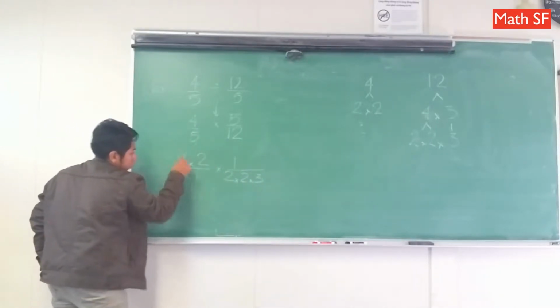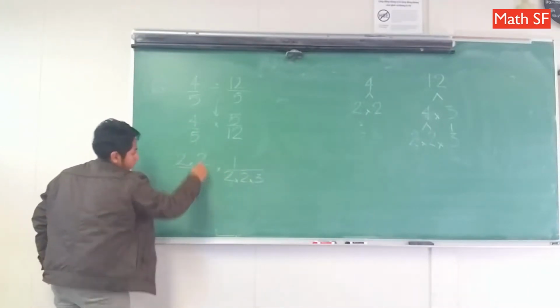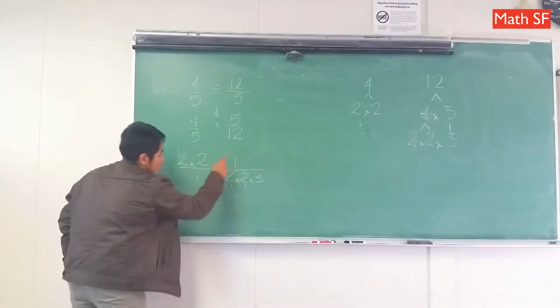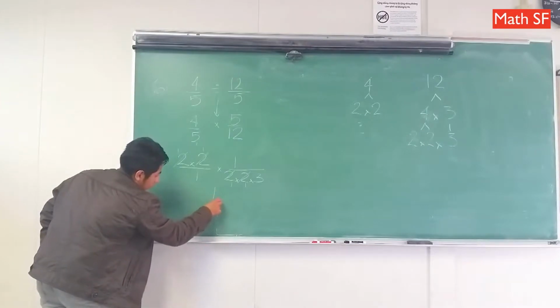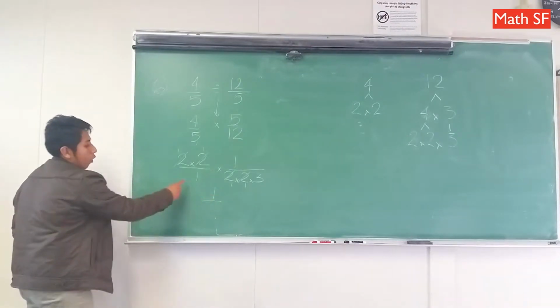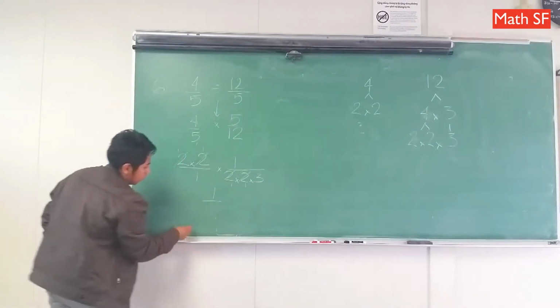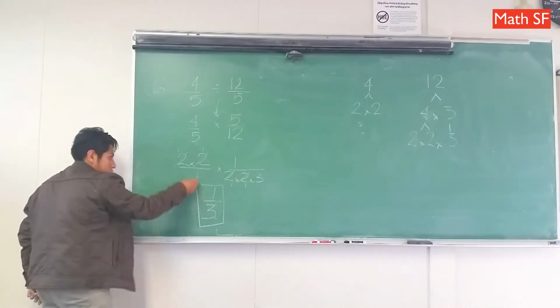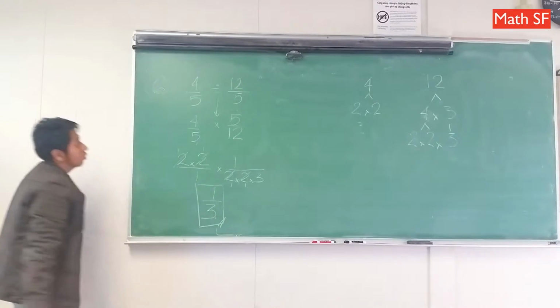There's 1 here, another pair here, and I'm left with 1 times 1 times 1 is 1 over 1 times 1 times 1 times 3 is 3. Therefore, that's your answer of the division.